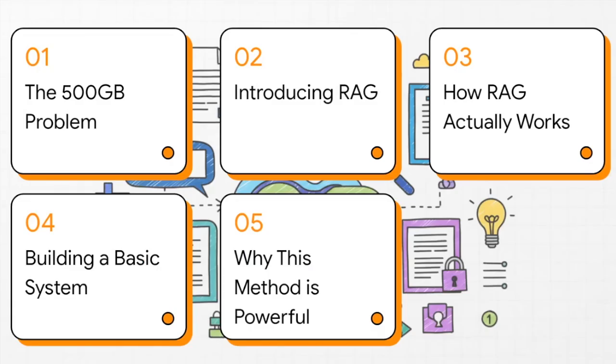So, here's how we're going to do it. First, we're going to stare down this massive data problem that a ton of companies are facing right now. Then, we'll introduce the solution, which is called RAG. We'll peek under the hood to see how it works, sketch out how you'd build a basic one, and finally, we'll get into why this whole approach is such a game changer for personalized AI.